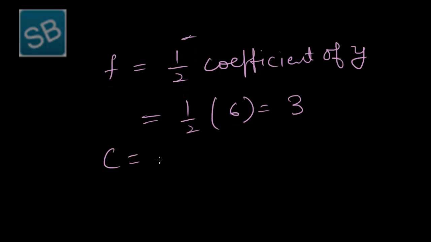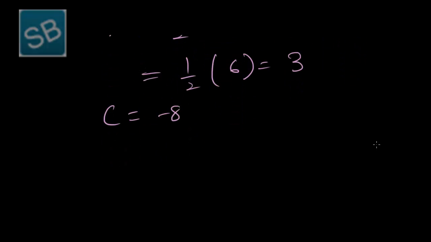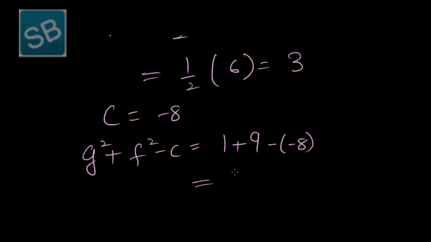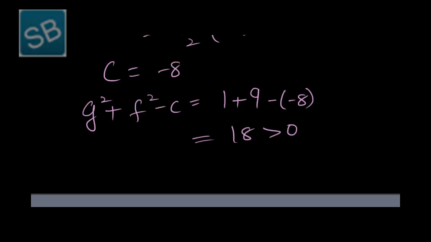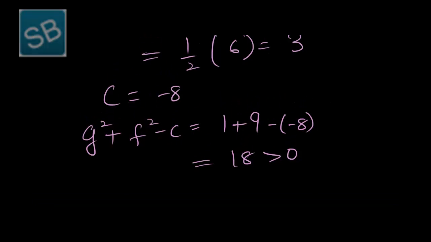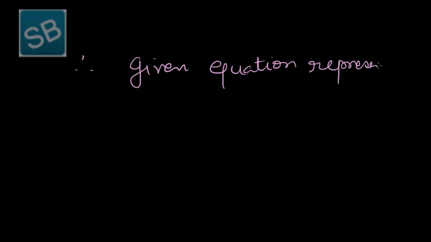And here c is minus 8. Therefore, we have to find g square plus f square minus c. G square is 1, f square is 9, and c is minus 8. So we get 18, which is greater than 0. Therefore, the given equation represents a circle.